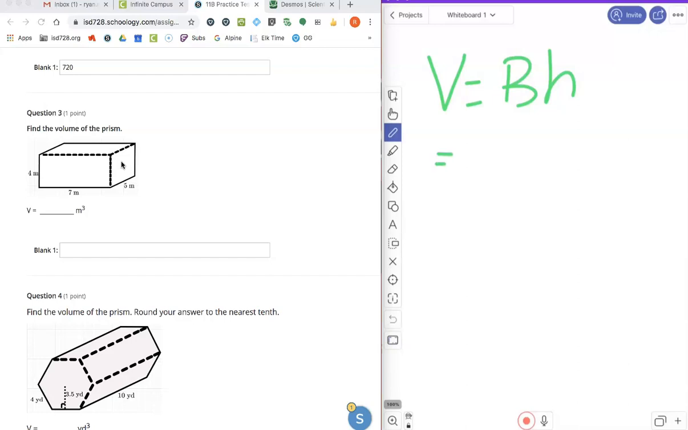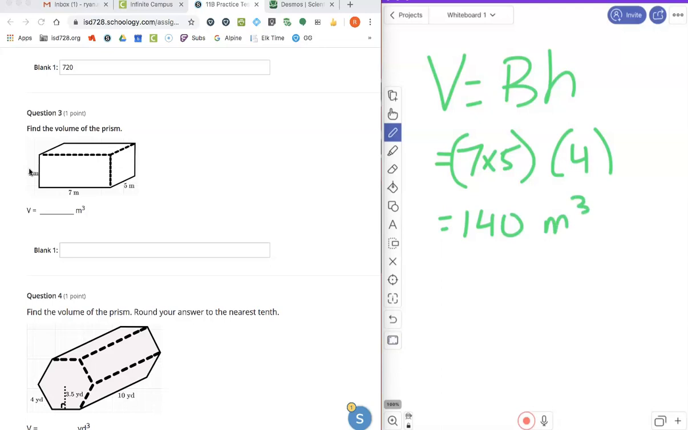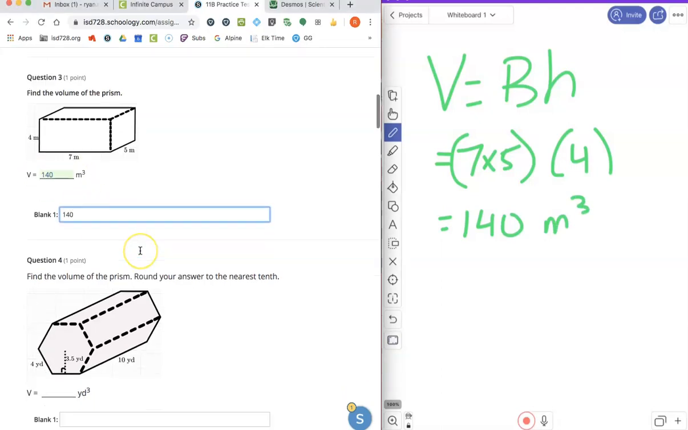When you have a box, let's say we do use the bottom, 7 times 5 would be the base, and then the height would have to be 4 then. What's happening is you're just multiplying all three numbers together. So in this instance, it looks like we have 140, and we're at cubic meters. So 140. So if it's a box, just multiply all three numbers up.